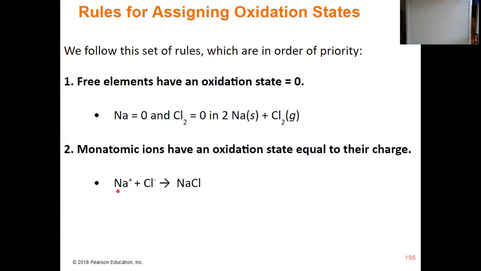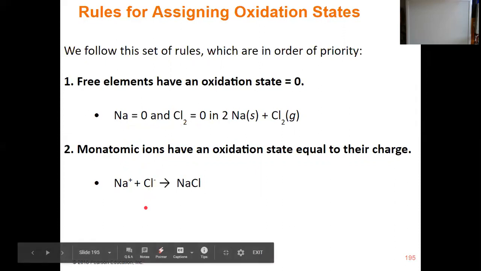Monoatomic ions, on the other hand, have an oxidation state equal to their charge. So something like Na+, that's a sodium ion that is not elemental sodium. So Na+ has an oxidation state of +1. Sodium neutral has an oxidation state of 0. Chlorine gas, Cl2, has an oxidation state of 0. Cl-, the chloride ion, has an oxidation state of -1.